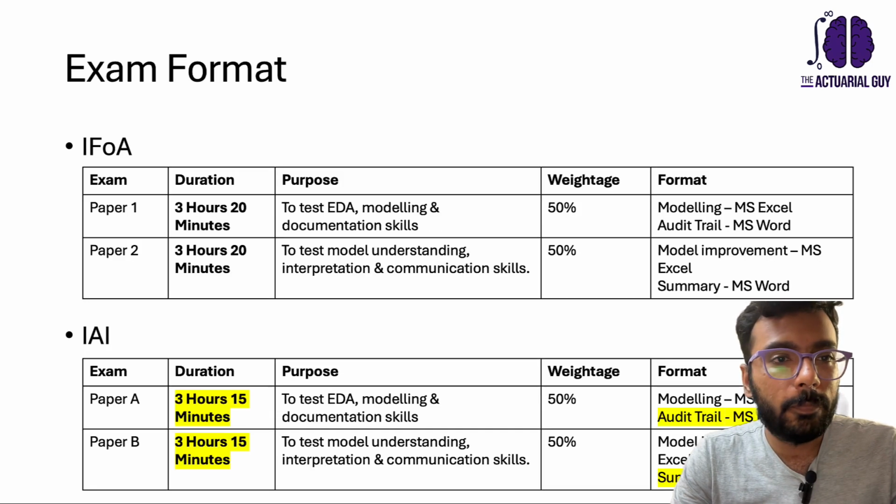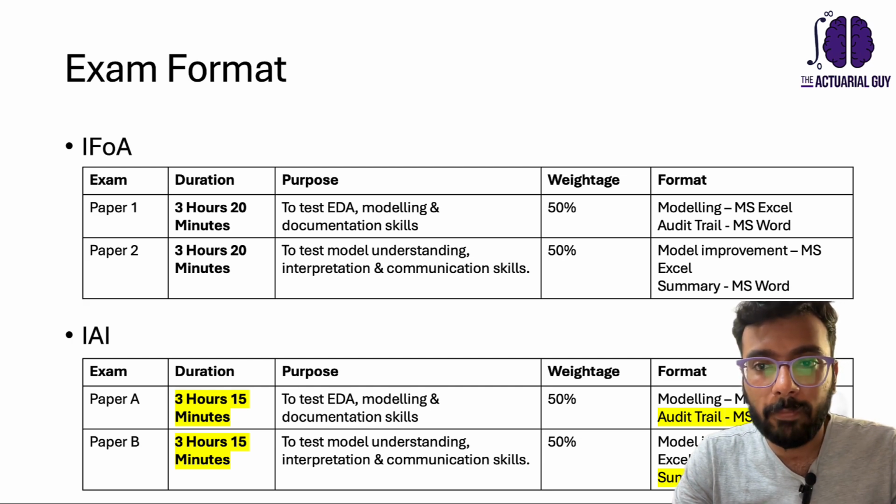So for CP2, there are two parts to the exam. There is paper 1 and paper 2. Both of them are 3 hour 20 minute exams in case of IFoA, and in case of II they are 3 hour 15-minute exams. Important thing is that II calls them paper A and B and IFoA calls them paper 1 and 2, but they are essentially the same thing. Weightage for both of the parts is 50-50%, equal weightage, right?